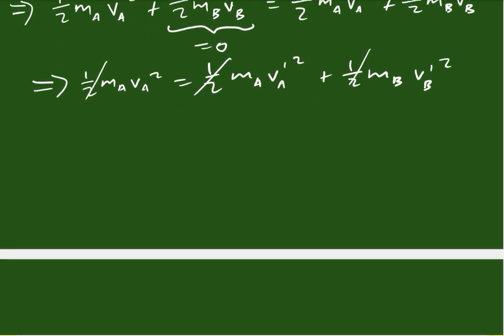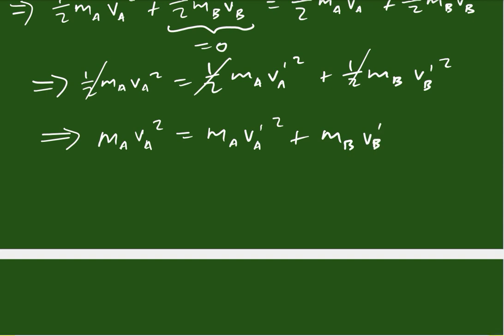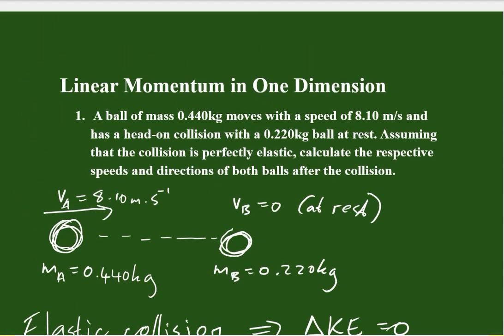But unfortunately we have too many unknowns, so we'll have to see what we can do here. How would we want to simplify this further? Let's just write it: mA vA squared is equal to mA vA prime squared plus mB vB prime squared. It might be a good idea to revisit the question. We've got the two masses, and we've got the first velocity, the velocity of ball A.